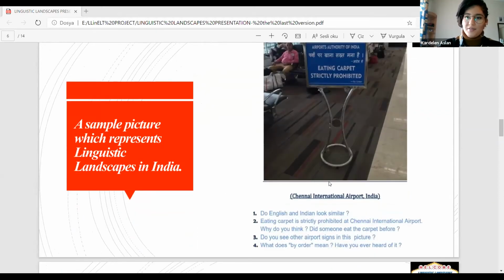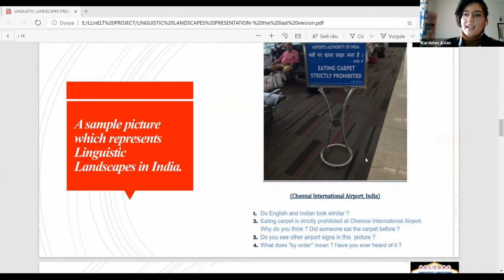This is the main part of the lesson, basically. So our first photograph comes from Chennai International Airport, India. So here the students will be taught some of the vocabulary which is really beneficial for them to understand these signs. For example, carpet, strictly and prohibited. So they will be introduced to this vocabulary, and if they have any problems understanding the definitions, then they can be given some sample sentences.